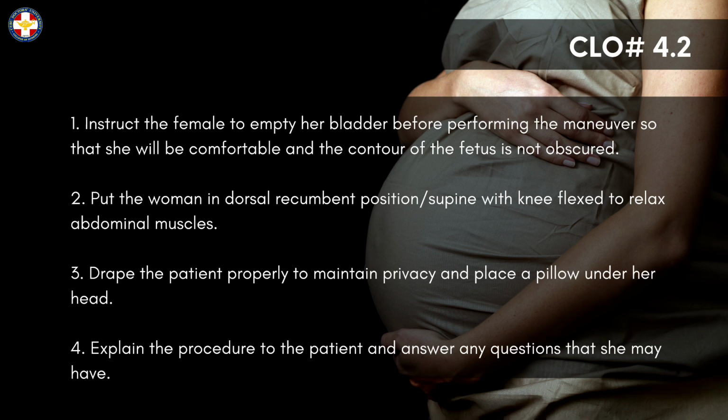And then put the woman in dorsal recumbent position or supine with knees flexed to relax the abdominal muscles. The third one, drape the patient properly to maintain privacy and place a pillow under her head. And the next, explain the procedure to the patient and answer any questions that she may have.